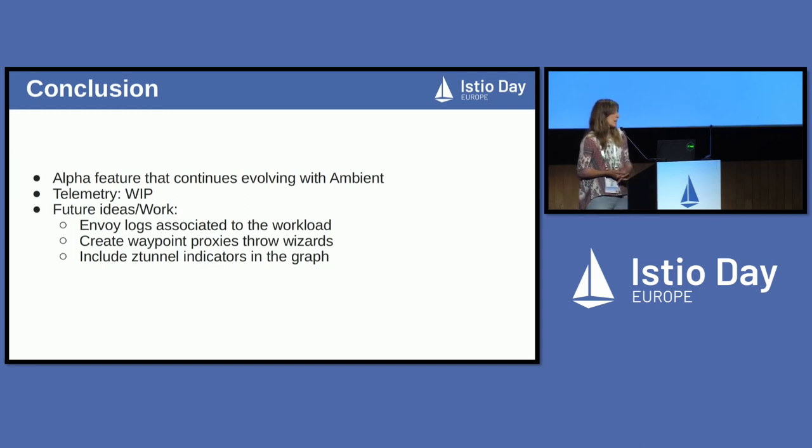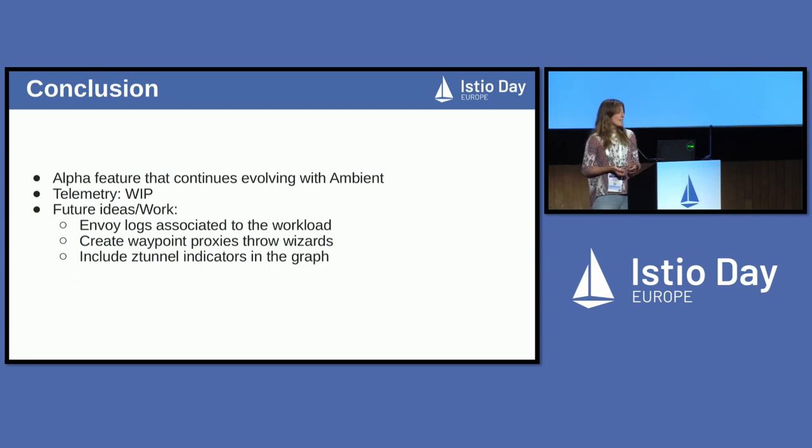And yeah, this was a summary of all the changes that we have done in Kiali to support Istio Ambient, but this is still an alpha feature that is continuing to evolve with ambient. How the telemetry looks for ambient is something that is still under definition, and that probably will change the way that Kiali creates the graph from that telemetry and probably will help to simplify it.